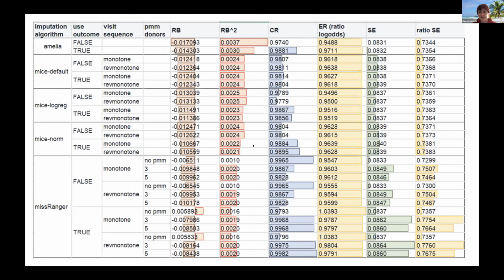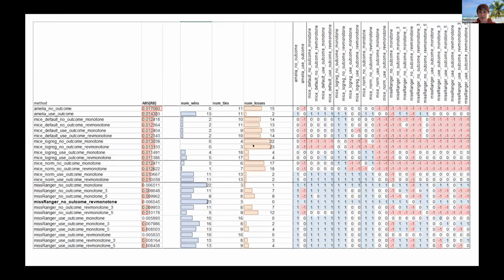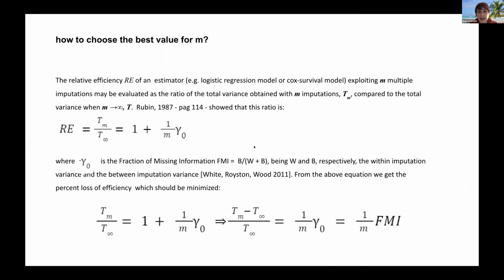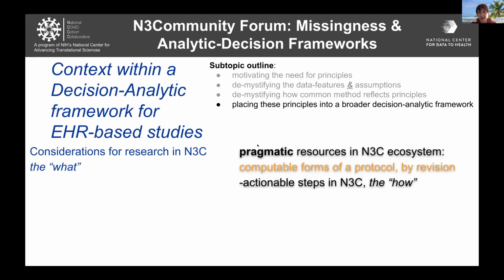And that's it. You can go to the next and proceed with Harold. This is just a win-loss table to show you better the results if anyone is interested. This is another explanation I inserted if someone wants to have a good read on the way to choose the number of multiple imputations. And I leave the floor to Harold.